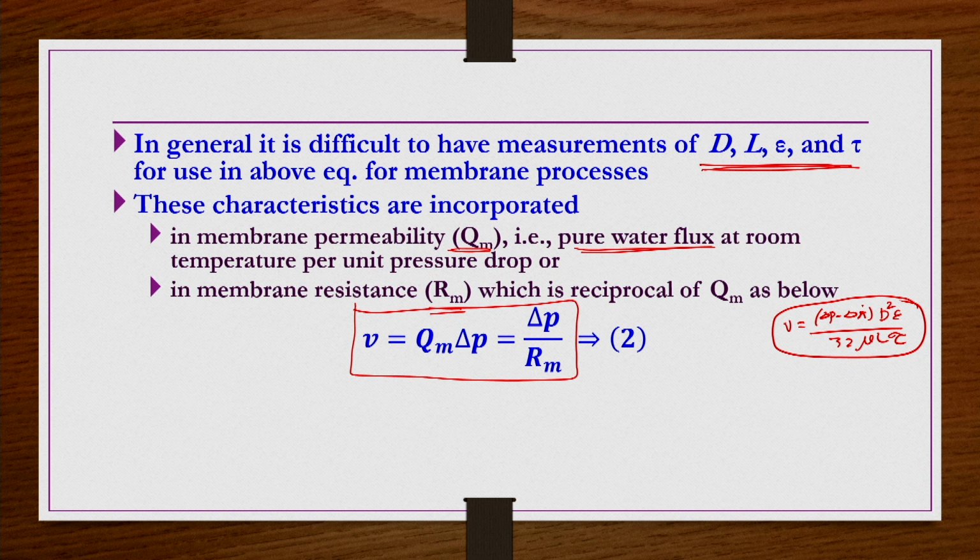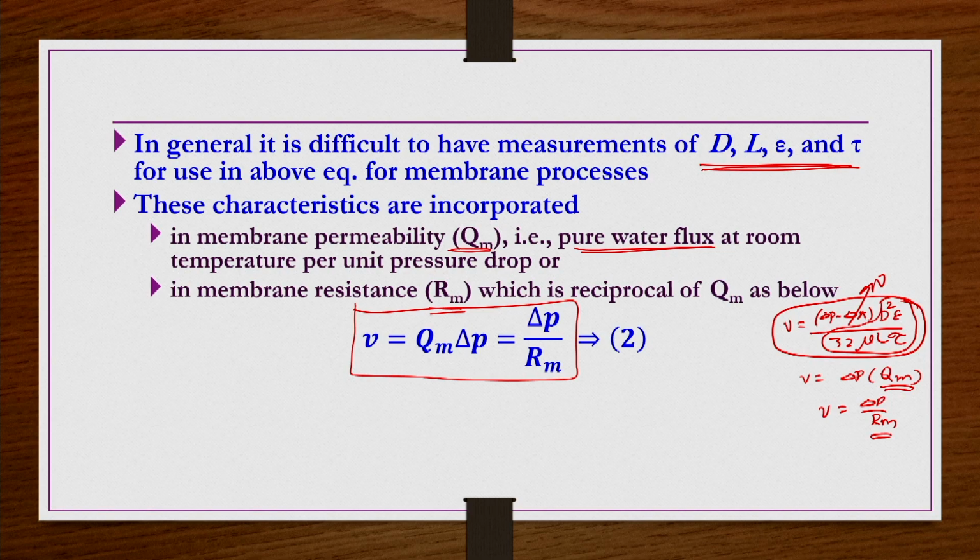So, for pure water, if there is no solute, then there will not be any osmotic pressure. Then we can write this equation as delta P multiplied by some constant. All these things we measure, we include in something like Qm, that we can call a permeability. Or if you take the reciprocal, we can write this as delta P by Rm. Rm is the resistance, which is the reciprocal of the permeability. So, either way it can be written.